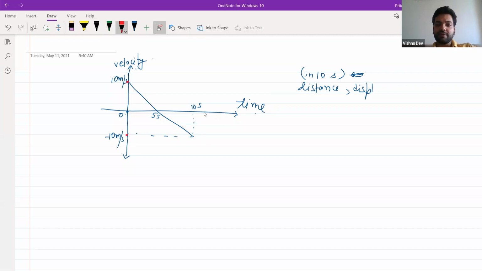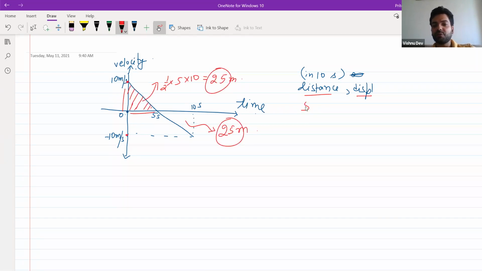Let us see. Definitely to find distance and displacement, we will use areas. Okay, that is clear to us. The area of this section here will be half times base, that is 5, height, that is 10. So you will get 25 meters. In the same manner, you will get the area for this section as 25 meters. To find distance, we just keep adding the total path length. We calculate the net path length. So it will be 25 plus 25, that is 50 meters.